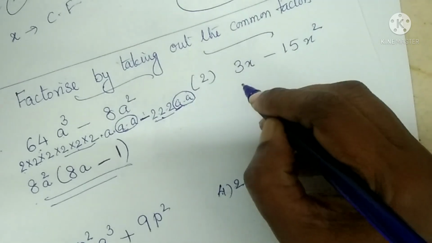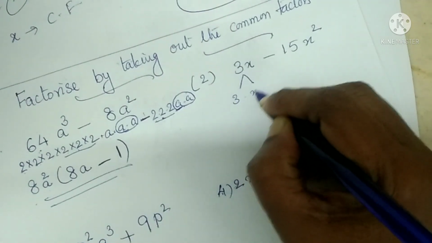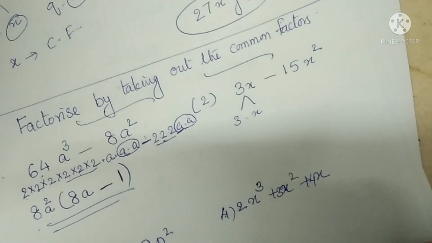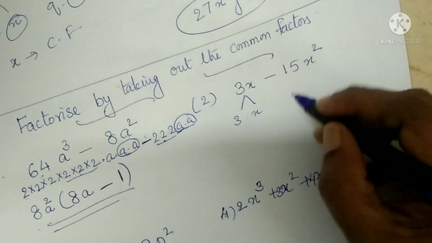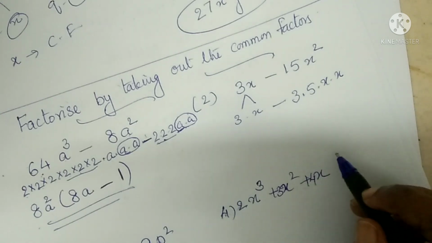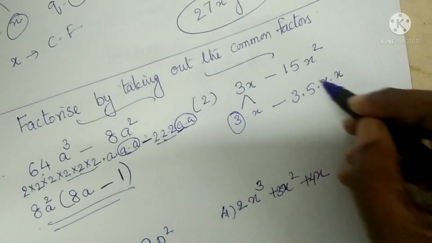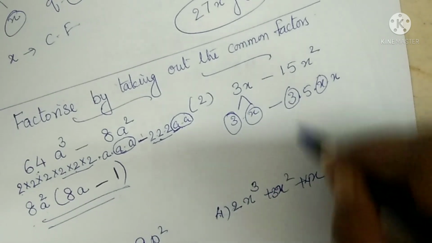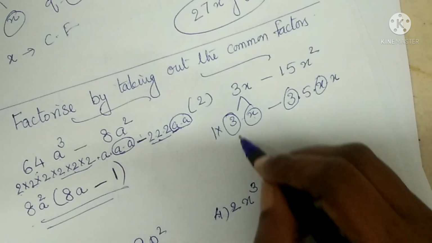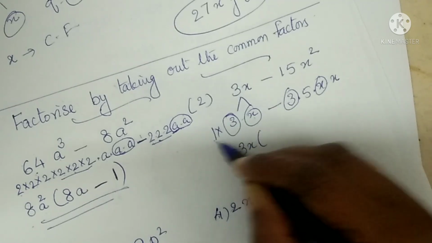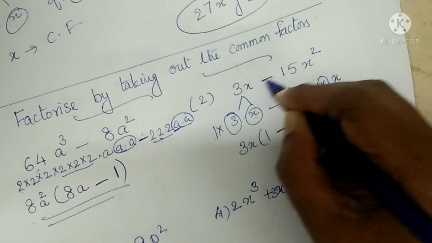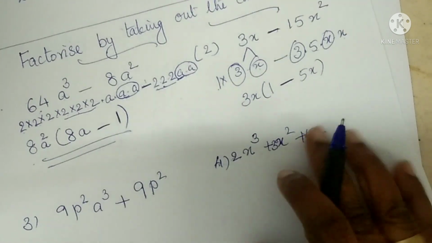Similarly, if you see here, this can be written as 3 into x, 3x minus 15x square. So 3x can be written as 3 into x and 15x square can be written as 3 into 5 into x into x. And see the common factor. Here 3 is common, here x is common. No number here, that means it can be written as 1 into 3. So 3x is common. So here what is remaining? 1 and here 5x. And this sign will remain as the sign between the given terms.